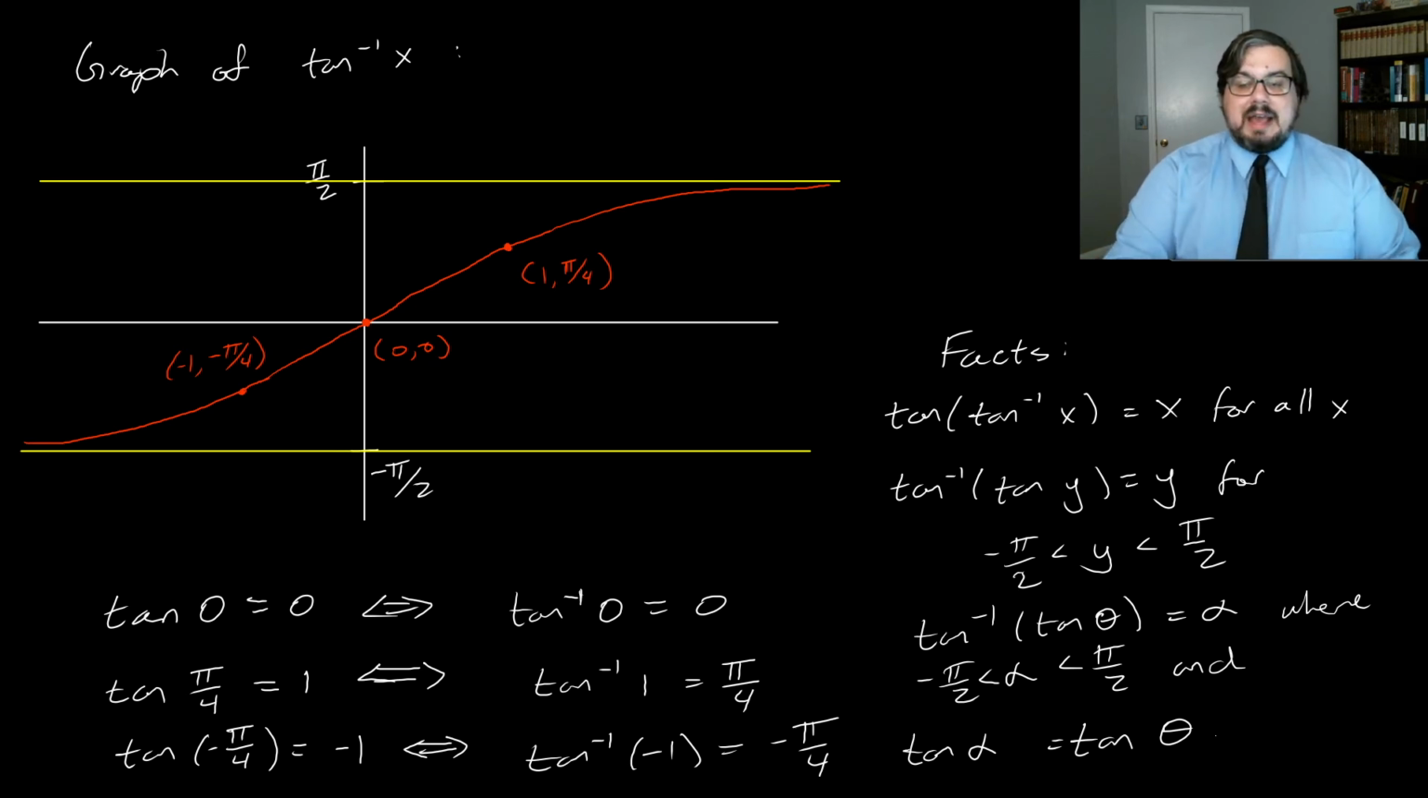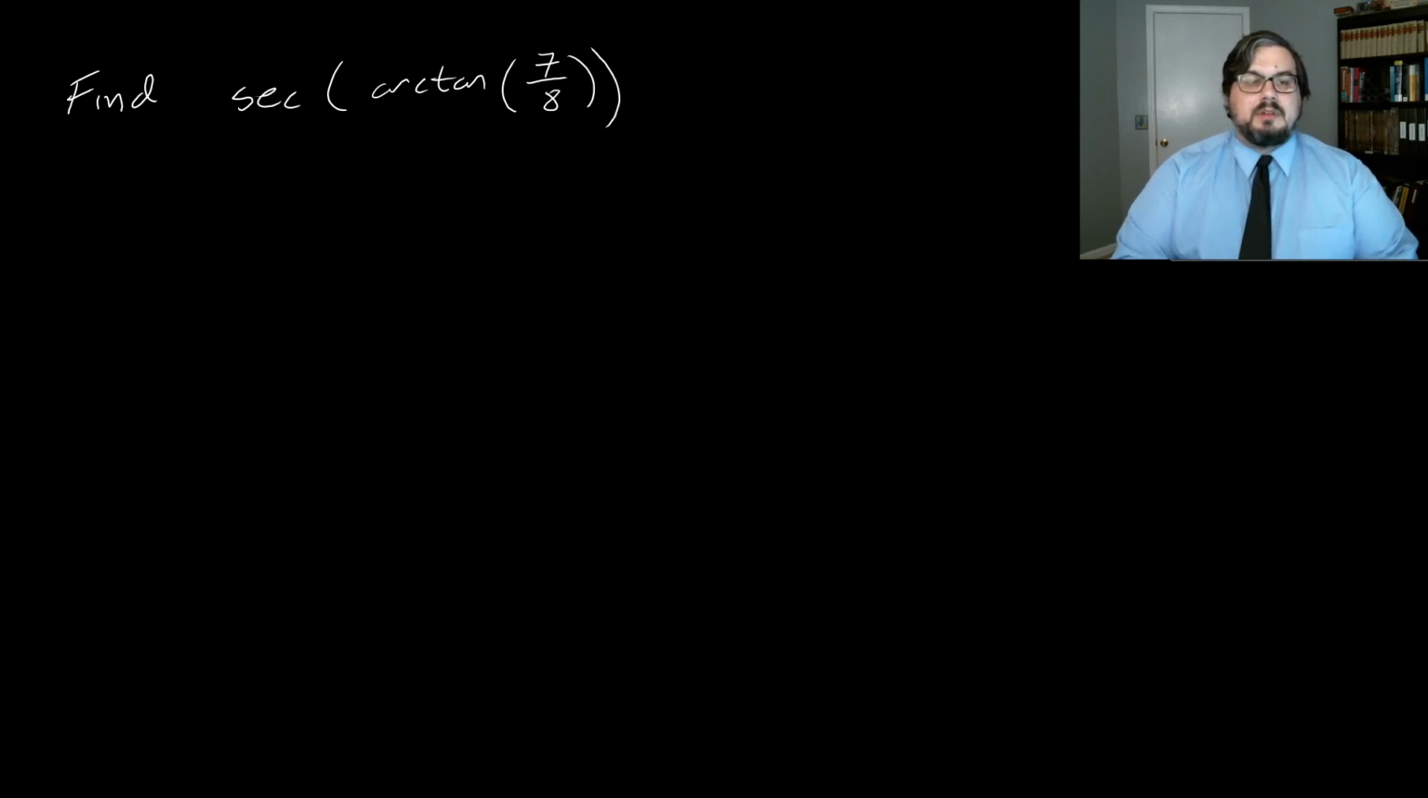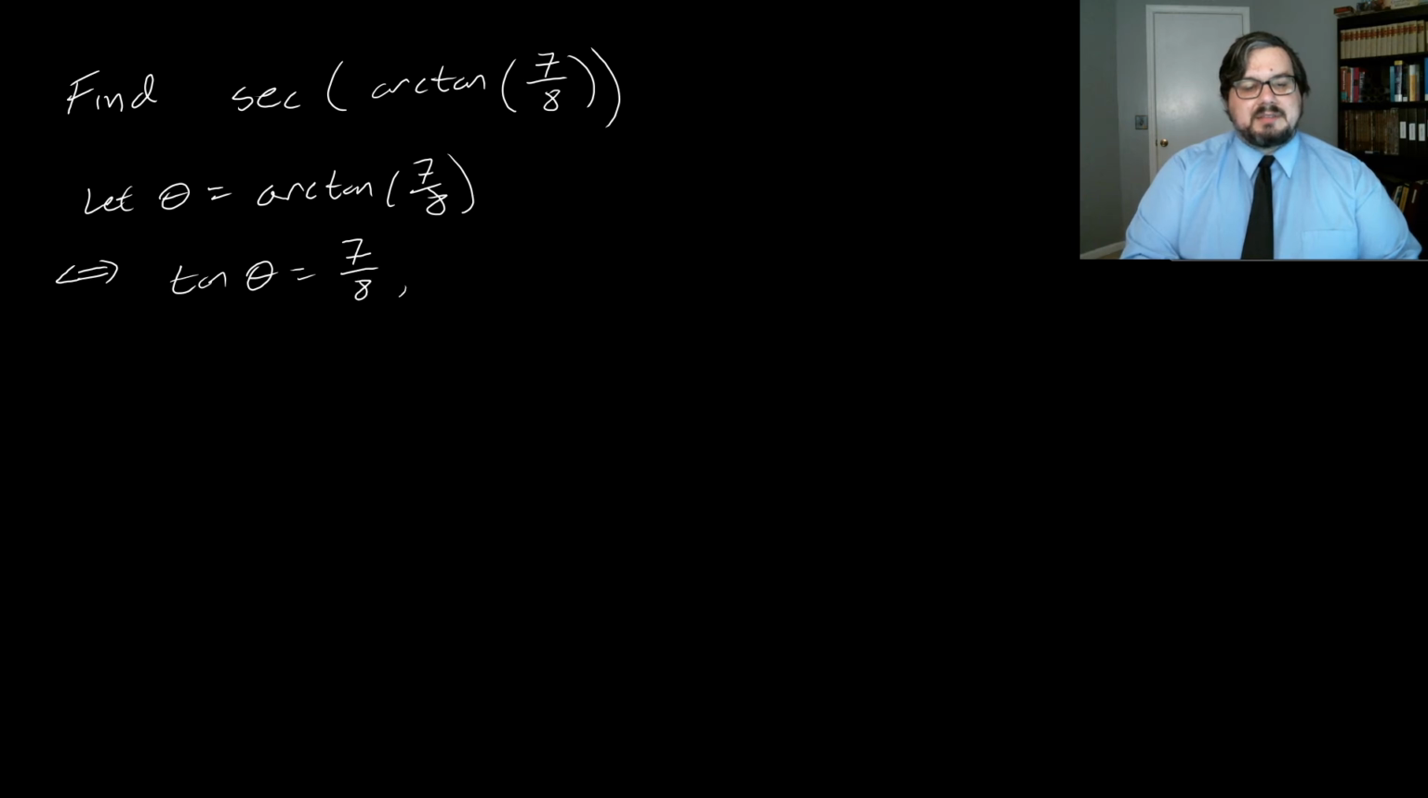All right, so let's look at one more example involving inverse tangent. Let's find secant of arc tangent of 7 over 8. As before, we're not going to figure out exactly what arc tangent of 7/8 is. What we're going to do is let theta equal arc tangent of 7/8. This means that tangent of theta is equal to 7/8, and theta is between negative pi over 2 and pi over 2.